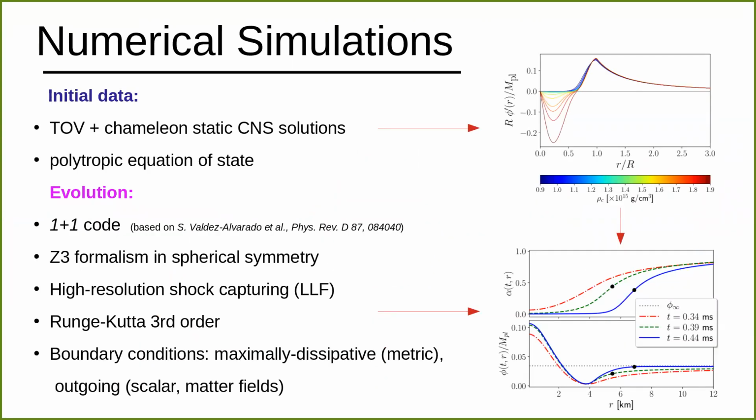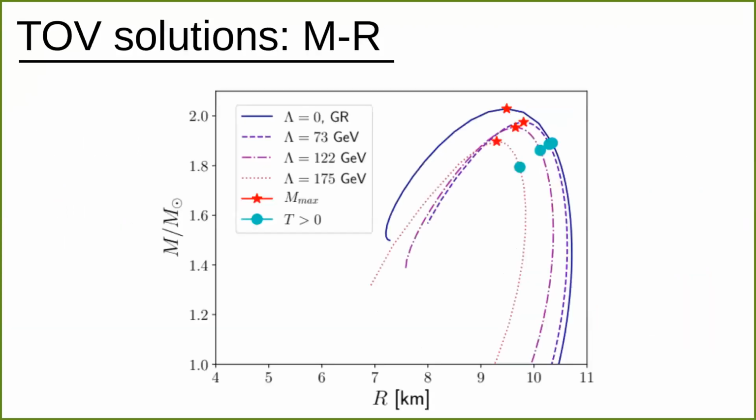So what we did is to tackle the problem with numerical simulations. In a few words, we constructed initial data for static chameleon neutron stars by using a TOV solver, essentially. We employed for our first step a simple polytropic equation of state prescription. And once we produced this initial data, we fed it to a 1+1 code that conducted the time evolution of these stars in spherical symmetry. Here are the characteristics and properties of this code, but since the time is limited, I will skip right away to our results.